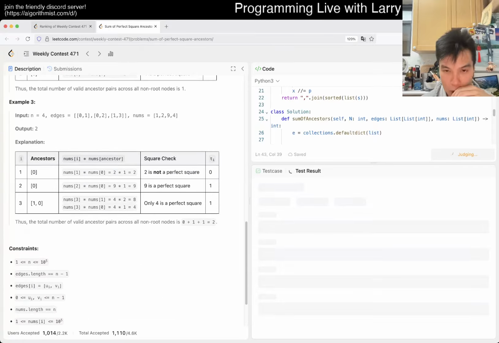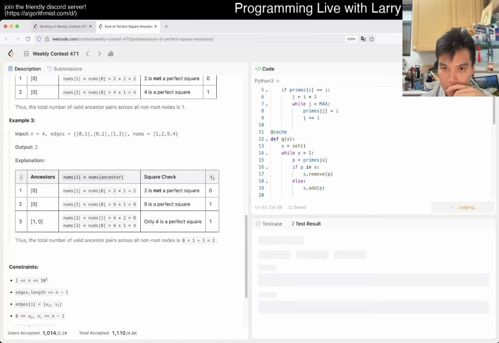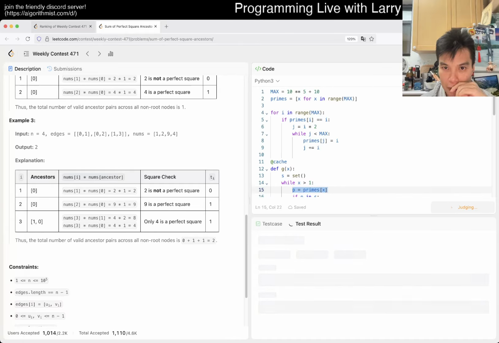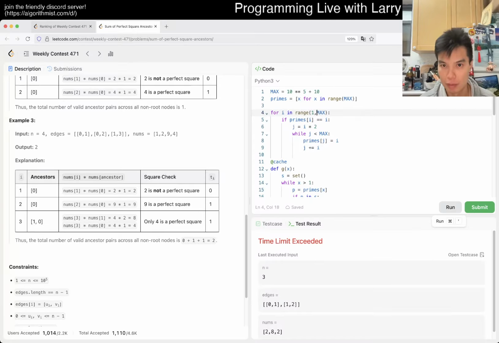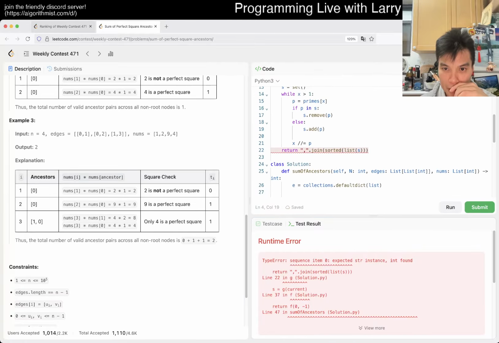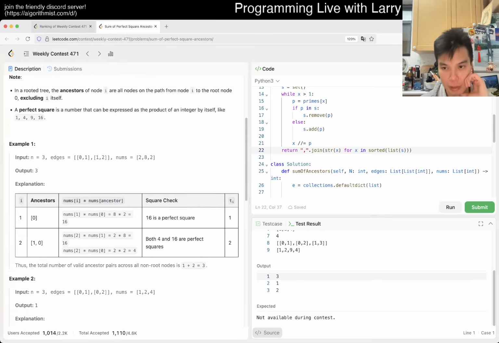3, 1, 2. As long as we're not running out of time for some reason. Do I have some silly loop that I don't know about? P could be 1. When would P be equal to 1? Well, this is dumb though. Alright, that's much better. 3, 1, 2, is that what I said? Alright, that's YOLO submit.